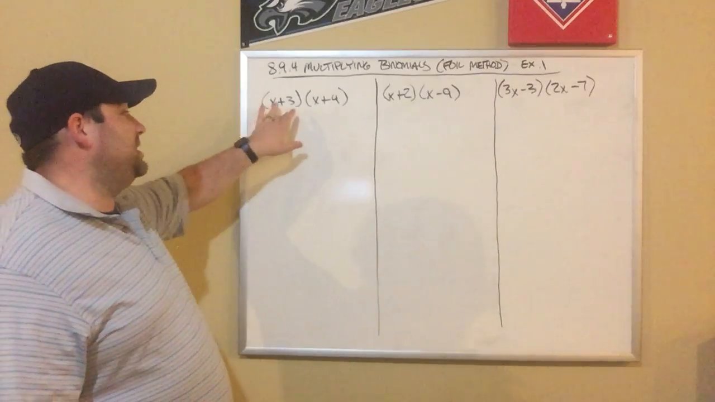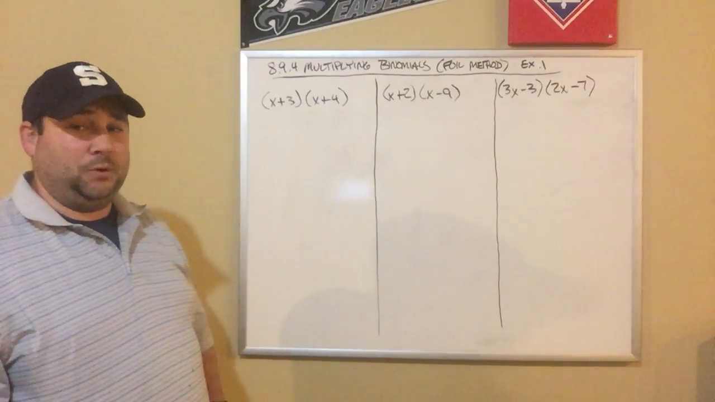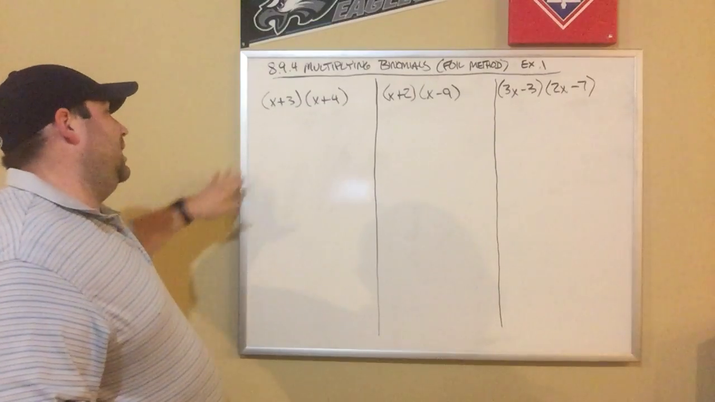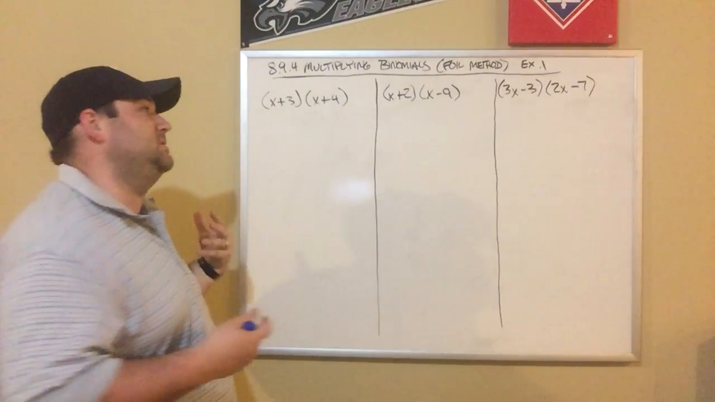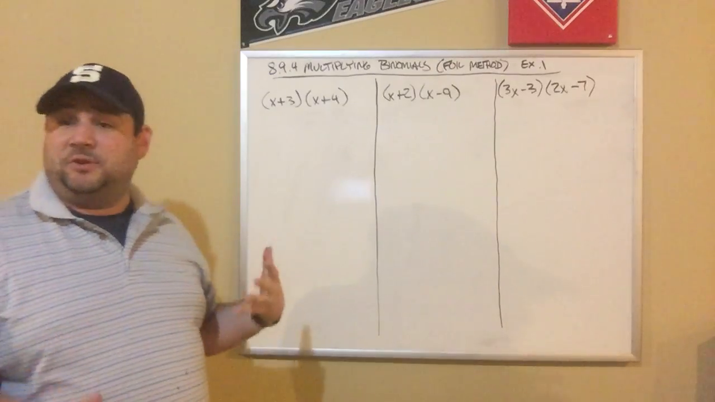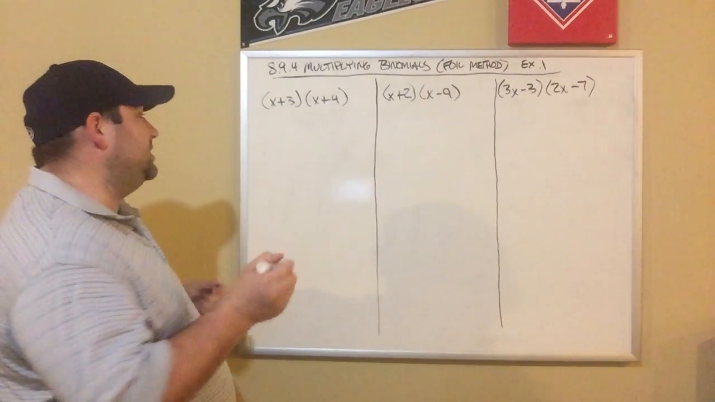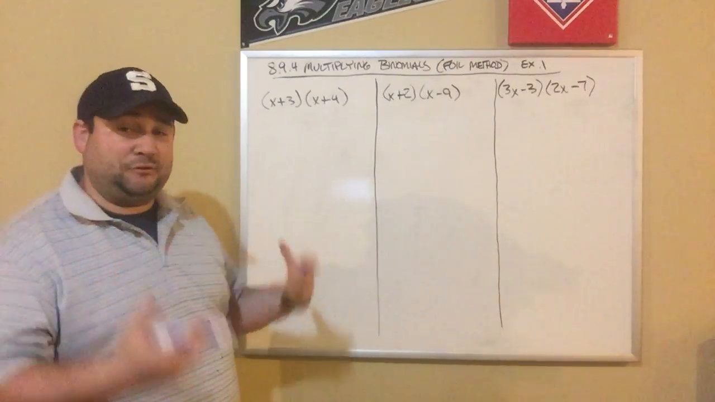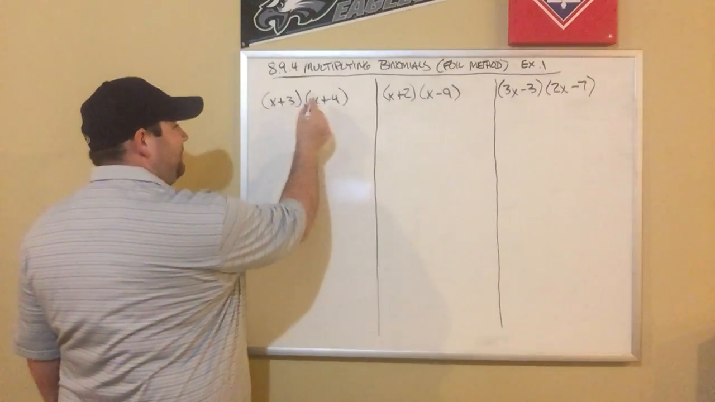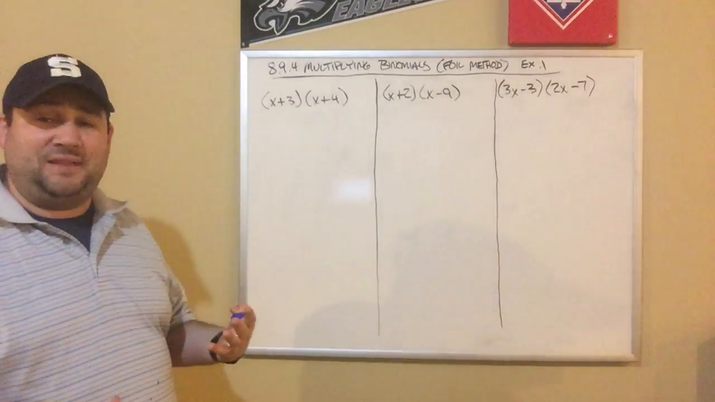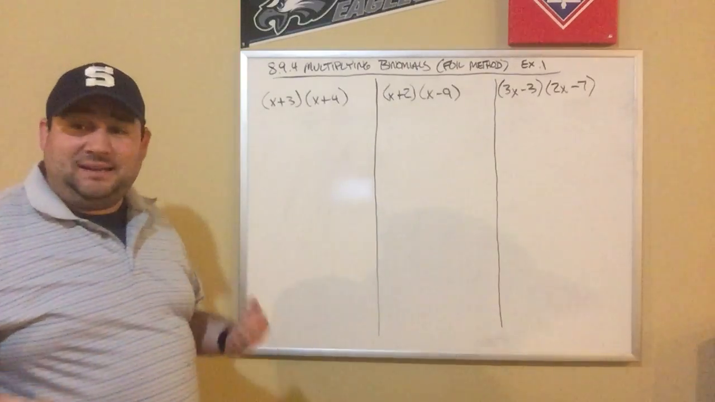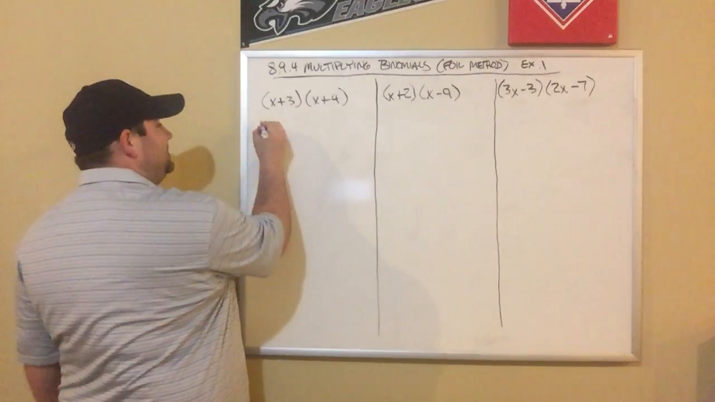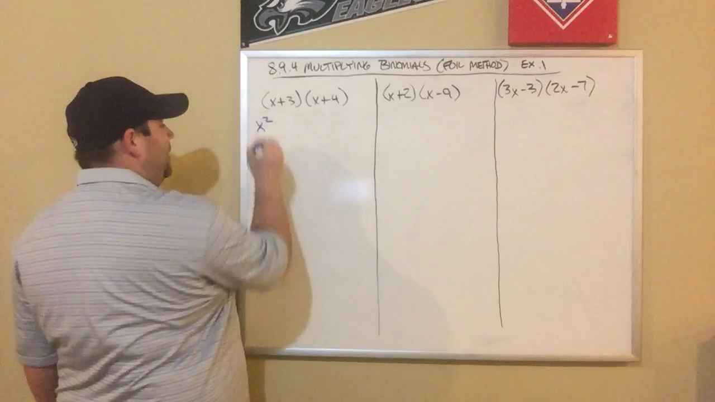So our first example is x plus 3 times x plus 4. To multiply a binomial times a binomial, we use that FOIL method. And the FOIL method is almost like doing the distributive property twice. So the first thing we do is F. F stands for first. And that means you multiply the first term in each set of parentheses together. X times x, remember we add our exponents, that would be x squared.